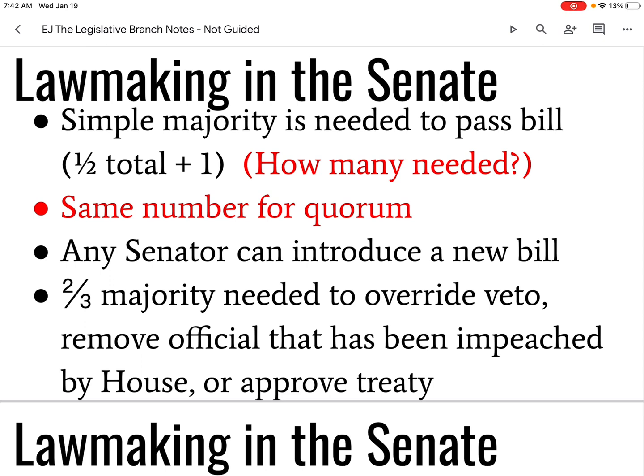Any senator can introduce a new bill. So unlike the House of Representatives, where it's the Speaker that has to introduce them, any senator can introduce it. The only time you need what's called a supermajority, or 2/3 vote, is when they need to override a veto, remove an official that has been impeached, or approve a treaty. So that's where it changes from 51 to 66. 66 is a supermajority.